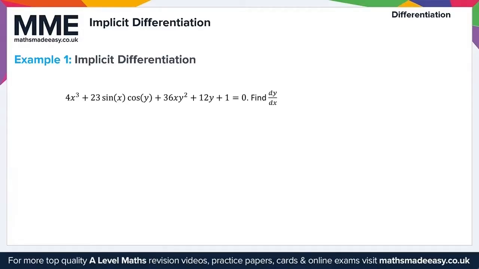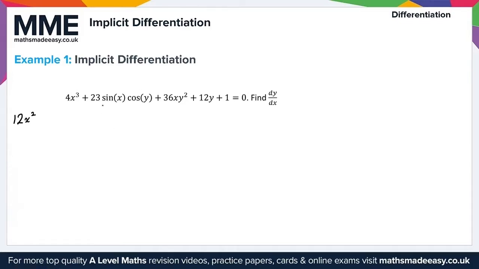Example 1 here on implicit differentiation. We've been given this equation here and we're asked to find dy by dx, and we require implicit differentiation. So we're going to go along term by term and differentiate implicitly where it's required. My first term here, 4x cubed, would simply give us 12x squared.